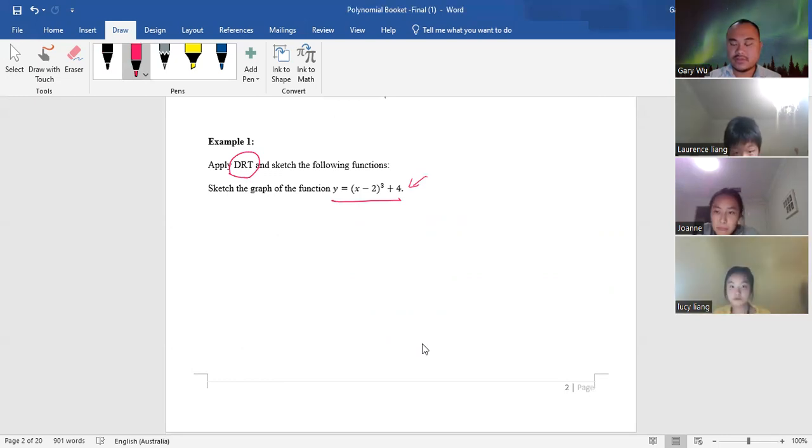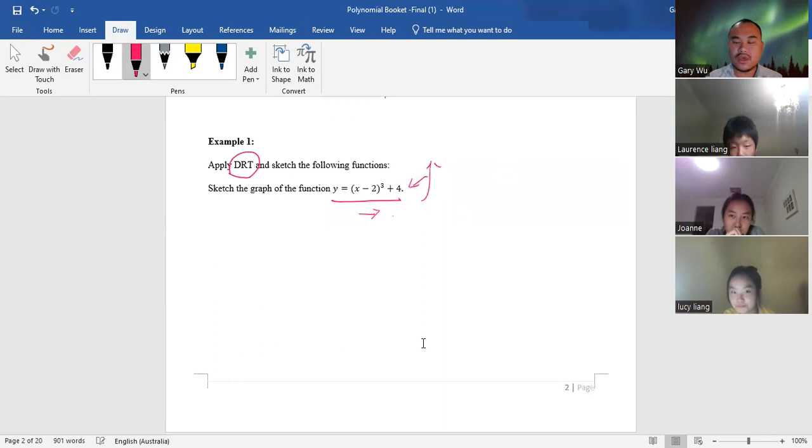Does it have any dilation? No dilation. Okay. Does it have any reflection? No. Does it have any translation? Yes. How does it translate? Move 4 units up, and then 2 units to the right.